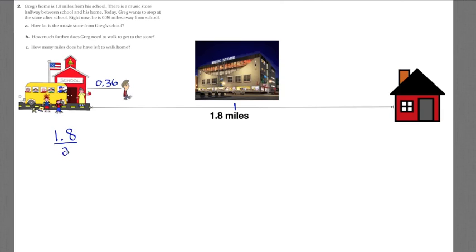Of course, as we move forward, we're going to go into specifically how we divide with decimals. As of right now, you would have been doing it with a calculator. So when I do this, I'm going to get 9/10 of a mile. So Greg's school is 9/10 of a mile from the music store. So the answer right here is 9/10 of a mile.